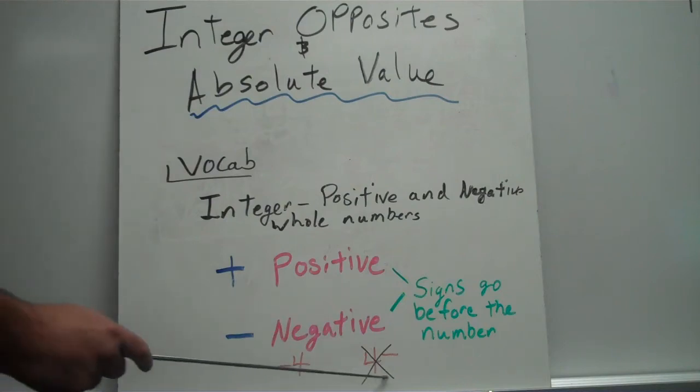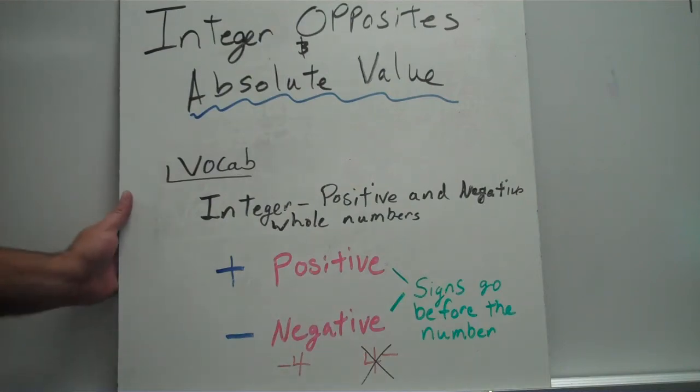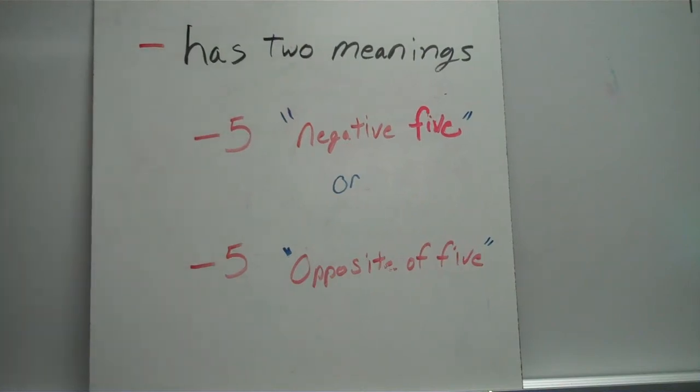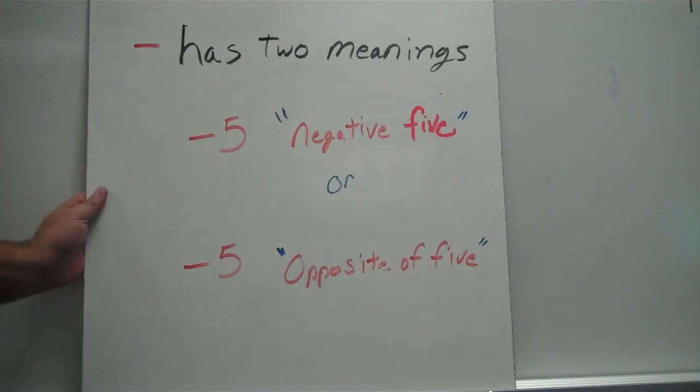and that after, this would read 4 minus. And that dash actually has two meanings. The first meaning that we usually use, we would read this as -5. This could also read the opposite of 5. So what we're going to do today is talk a little bit about opposites.